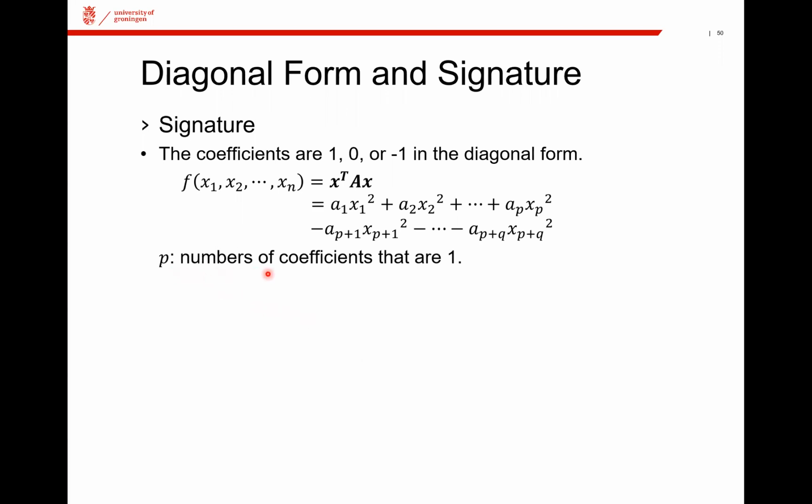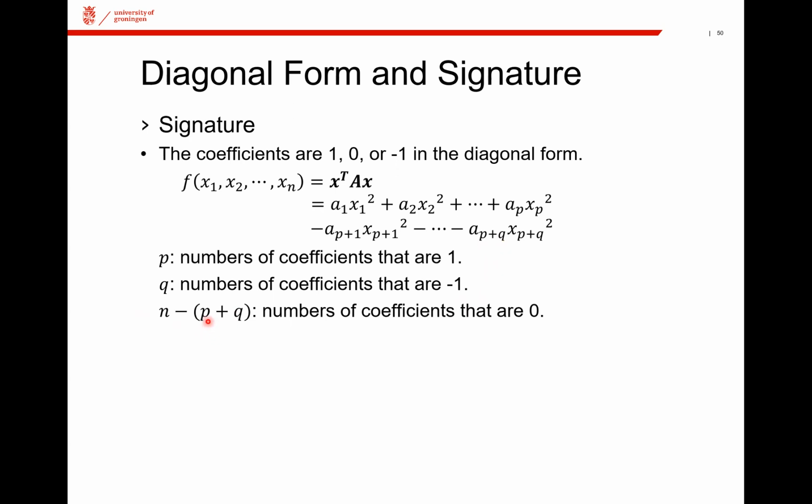So P is the number of coefficients that are 1. So basically A1 to AP are 1. And then Q is the number of coefficients that are minus 1. So here, in this line, the coefficients are all minus 1, but still AP plus 1 to AP plus Q. And n minus the sum of p plus q refers to the number of coefficients that are zero, because the coefficients are zero, so the square terms are eliminated from this equation.